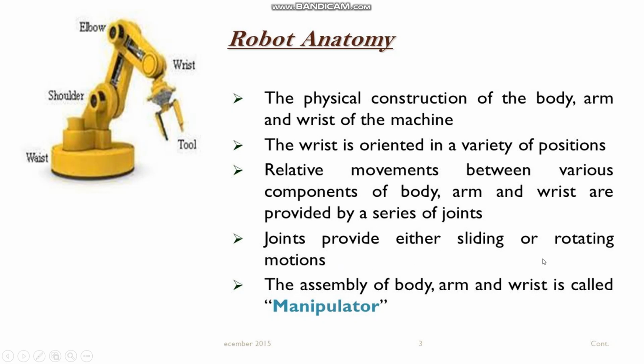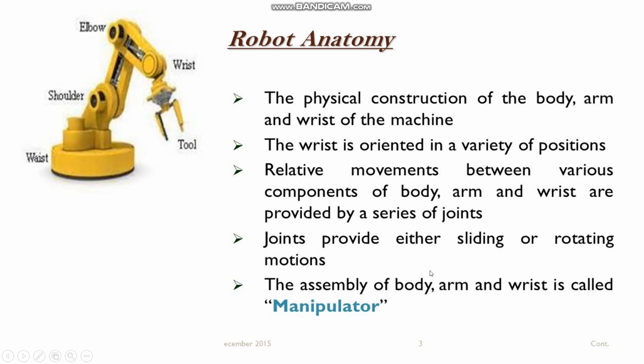Joints are provided for either sliding or rotation. For example, it will take a sliding movement with respect to the shoulder, an up and down movement. With respect to the elbow also, it will take an up and down movement. Whereas with respect to the waist, the entire robot structure will swirl. Swirl means rotating about the vertical axis.